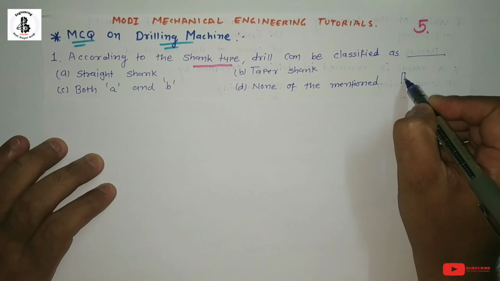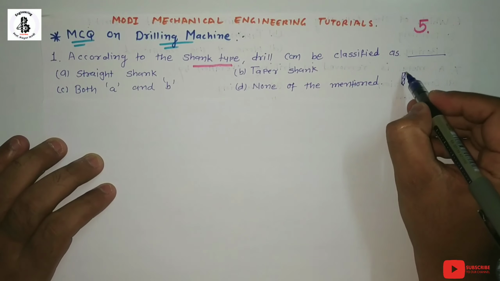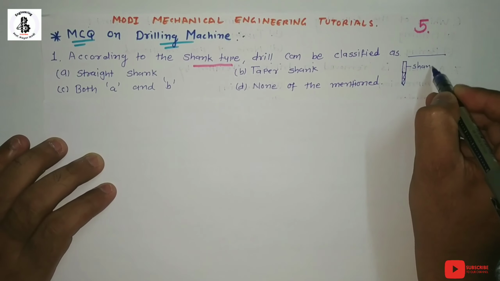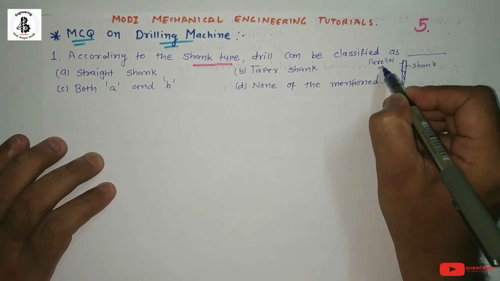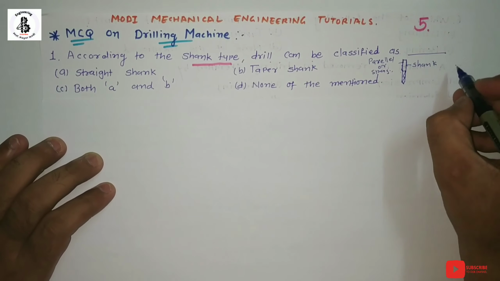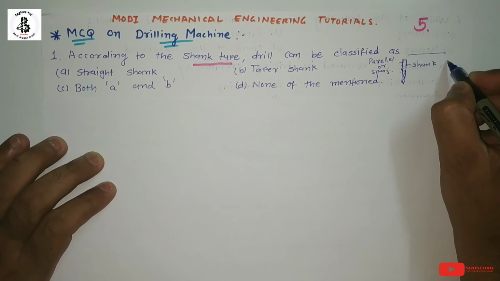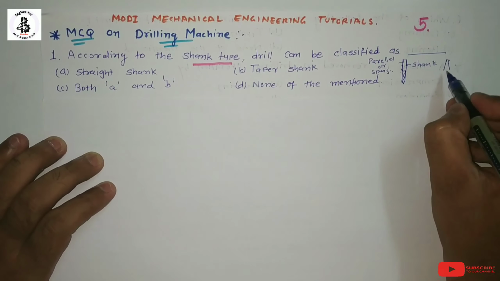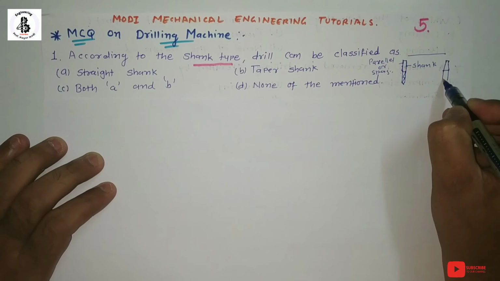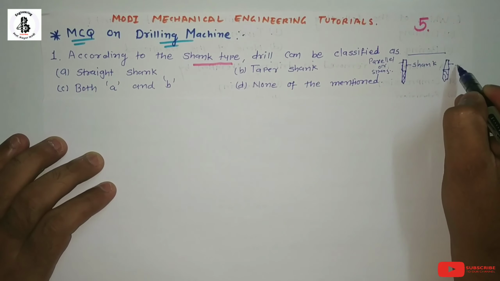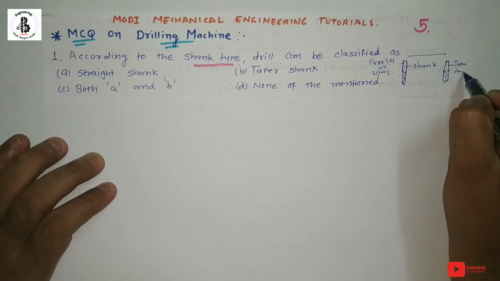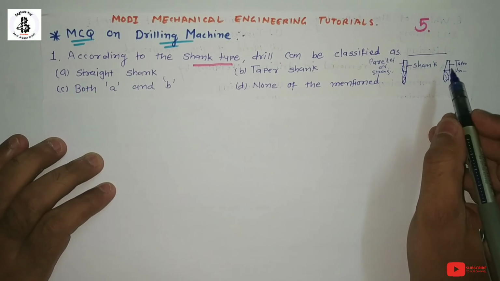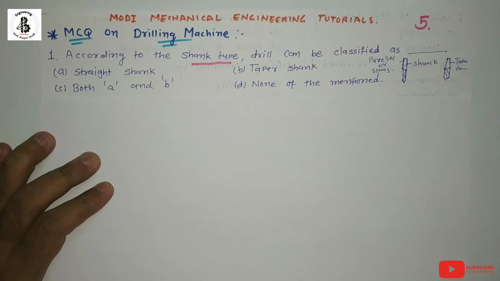So basically, you can see, this is our drill. This is our flutes, and that is our shank portion. If it is a straight shank, and if you find some taper section like this for holding the drill bit, that will be the taper shank. So according to the shank type, it will be both the straight shank, or you can say parallel shank, and taper shank. So option C, that will be the right answer.